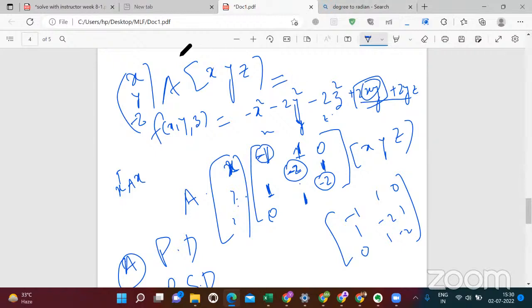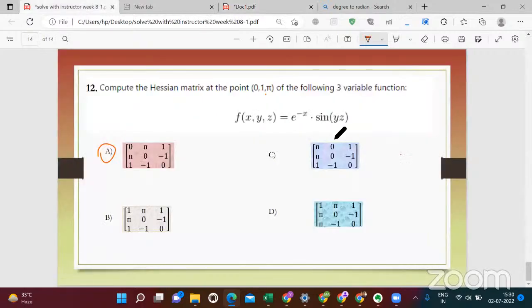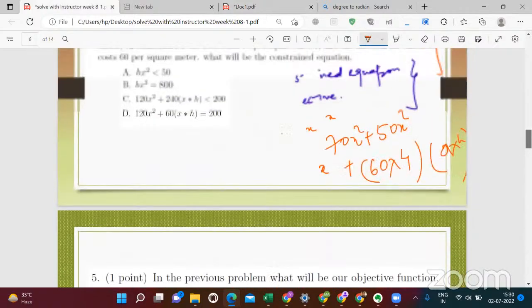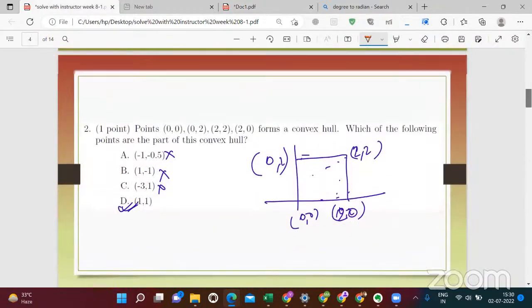So this is clear, right? And I guess this is also clear. So you can calculate the Hessian matrix also. I guess we are done with this problem.